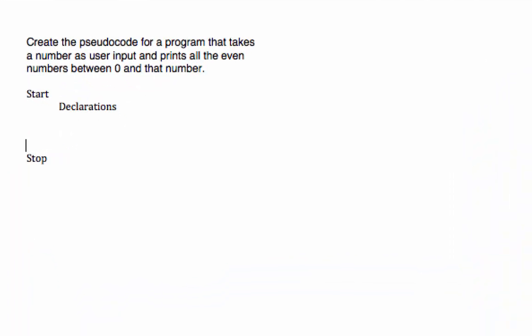Let's work through an example that uses a while loop. For this particular example, we're going to create the pseudocode for a program that takes a number as user input and prints all the even numbers between 0 and that number.